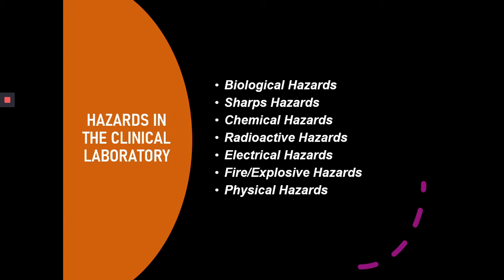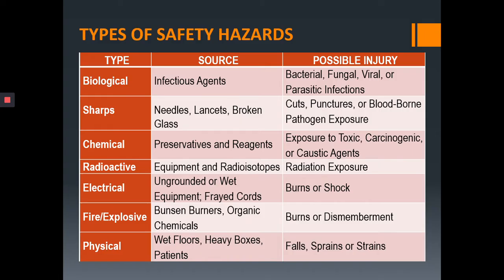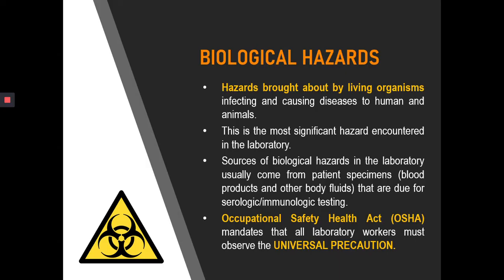We have biological, sharps, chemical, radioactive hazards, electrical hazards, fire or explosive hazards, as well as physical hazards. This table summarizes the hazards I have mentioned earlier, what their sources are, and the possible injuries that one may get when exposed to these hazards. So don't worry, because as we go on with our discussion, you will be able to know and understand more of these hazards so that when you encounter them in the laboratory, you will know what to do. We start with biological hazard.